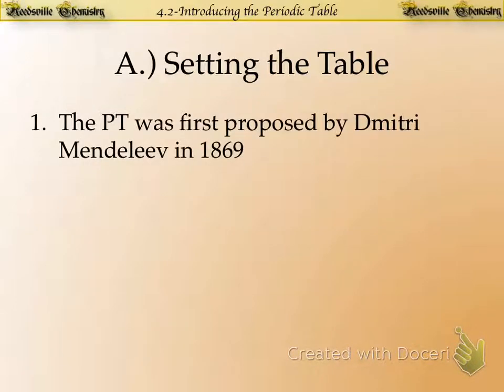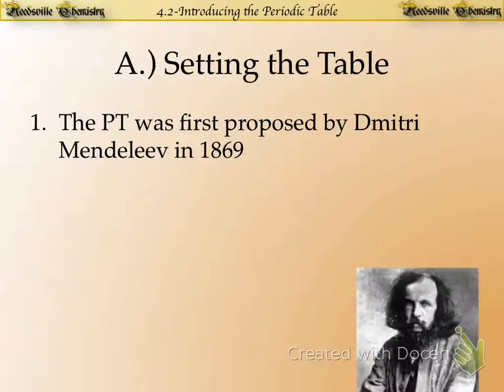So let's look at when the table was first introduced. It was introduced by this gentleman by the name of Dmitry Mendeleev, and he was a Russian. And in 1869, he proposed this idea of organizing the elements. At that time, there were 50 or so elements that were known to man, and every single year there was about one more popping up. So there are a lot of elements, and we knew that these things were the fundamental building blocks of matter, so they're obviously really important. So trying to find a way to organize these things was going to be important.